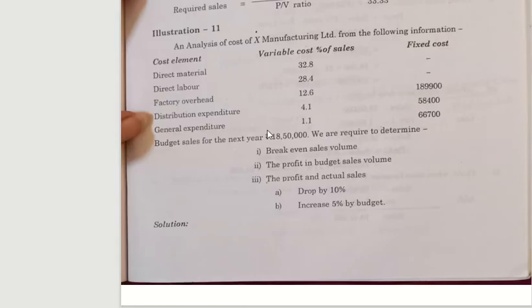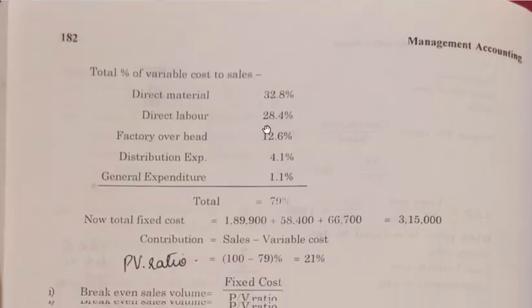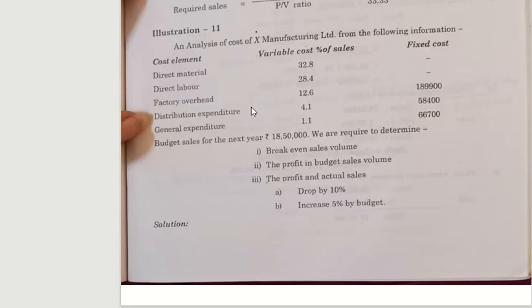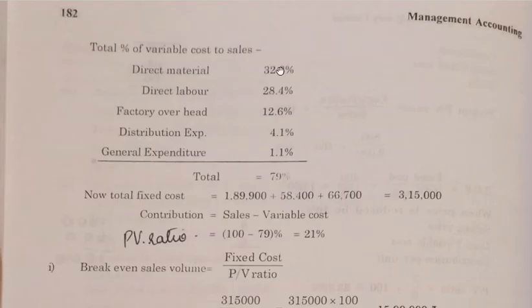So you start with the solution part, which tells the total percentage of variable cost to sales. So you have to calculate your total percentage of variable cost to your sales that they have given. So direct material we have 32.8, direct labor is 28.4, factory overheads 12.6, distribution is 4.1, general expenditure is 1.1, which is equal to 79%. This is your total variable cost.